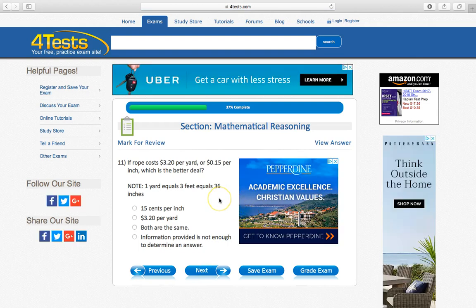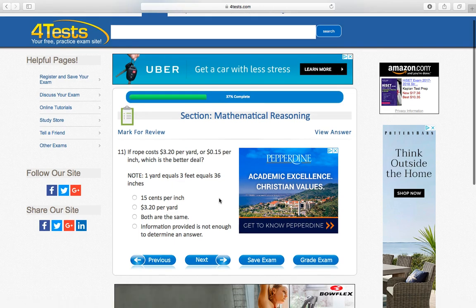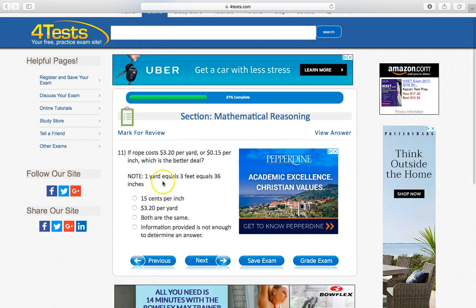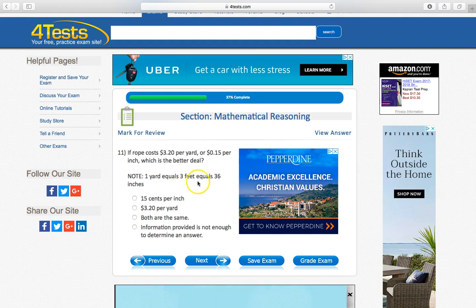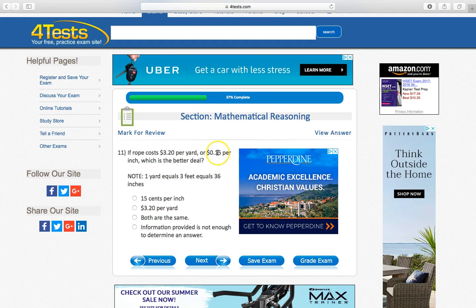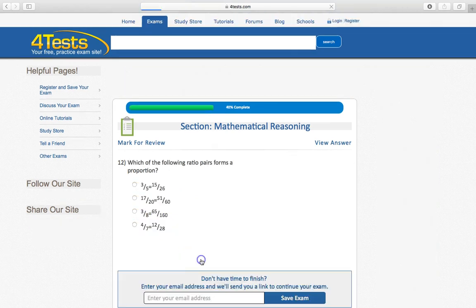Okay, you've got a rope that costs $3.20 per yard or 15 cents per inch. Which is the better deal? They tell us that 1 yard equals 3 feet equals 36 inches. So 1 yard is 36 inches, and we need to get the one that's in inches to yards. So we're going to go 0.15 times 36. That ends up being $5.40, which is a lot more than $3.20. And so this one, $3.20, is the better deal.